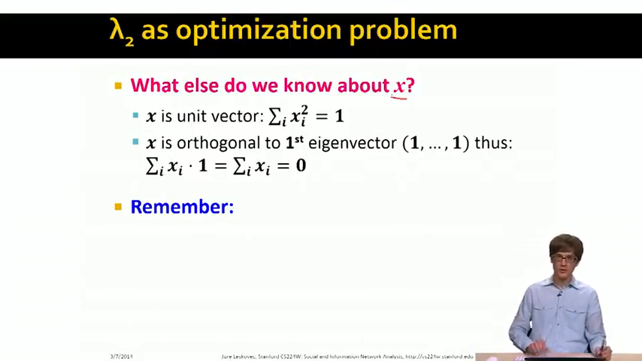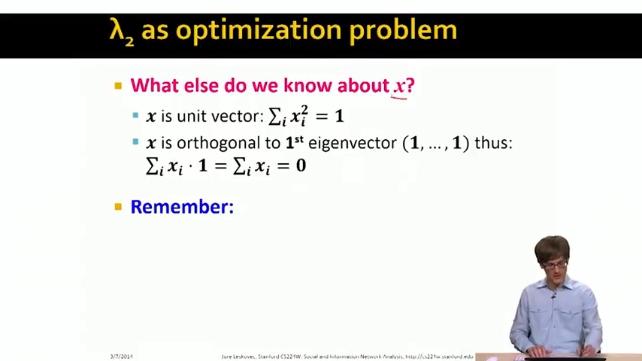Now X is the solution to the lambda 2 eigenvalue problem, right? So there are a few things we know about X. The first thing we know about X, because X is an eigenvector, is that X is unit length. It basically means that the sum of the squares of the entries of X equals 1. So that's the first thing.